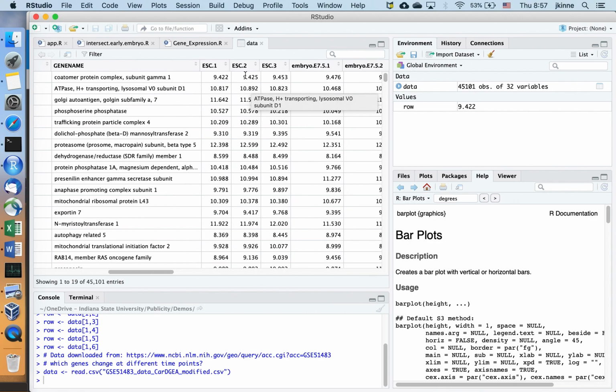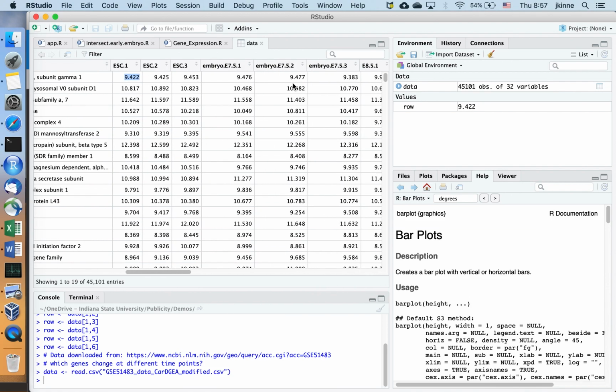Then each column, we have some columns here just saying what the genes are, and then we have 3 columns here for stem cells. What that means is there are 3 different replicates, samples that they took of the stem cells and measured the gene expression of all the different genes. This 9.422 is a number where if it's higher, then you have more of that gene active, and if it's lower, you have less of that gene active.